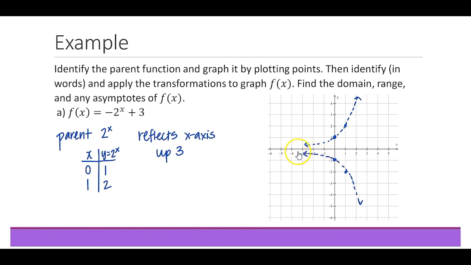Well, the flip didn't change the asymptote. I was still having an asymptote of the x-axis, but if I move everything up 3 units, the horizontal asymptote will move up 3 units as well. So I'm going to redraw my horizontal asymptote at y equals 3, and then I'm going to move my points up 3 units. So I'm going to be at 0, 2, and then I'm going to be at 1, 1.